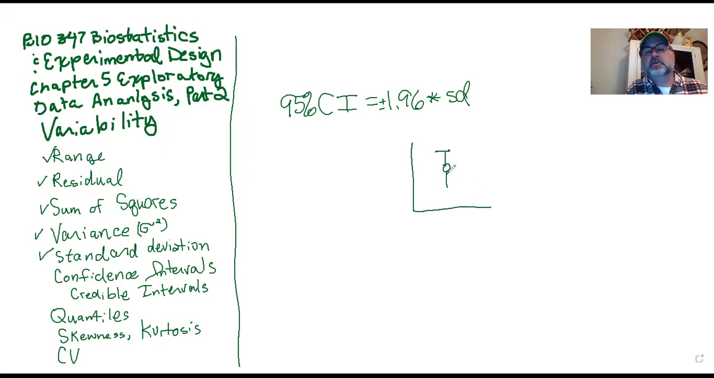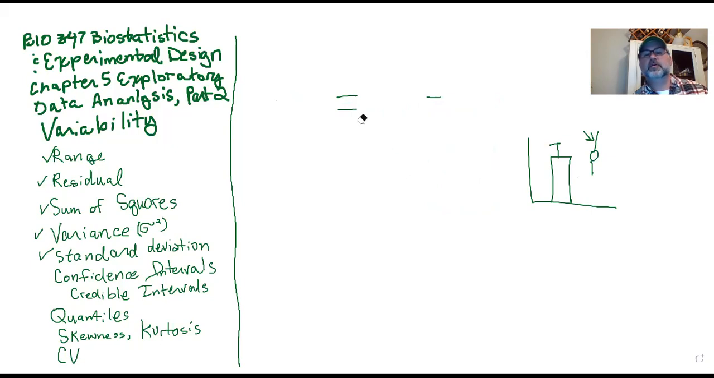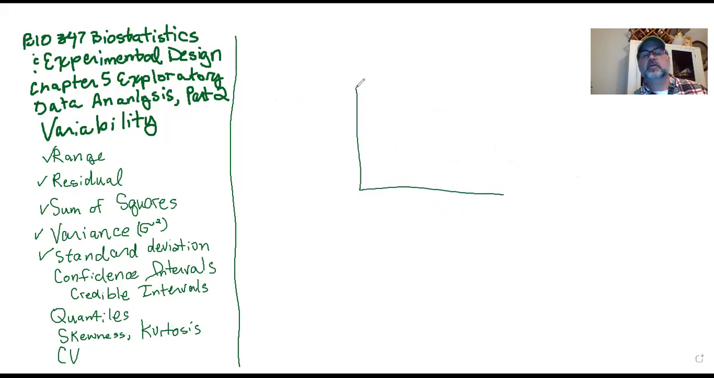Confidence intervals are often portrayed like this. You know what else is portrayed like this? Standard deviation. You know what else is portrayed like this? Standard error. So if you see a graph and you see this, or you see this, you have absolutely no idea what this means. Good graphs should say what the bars represent. You should get a graph like this.